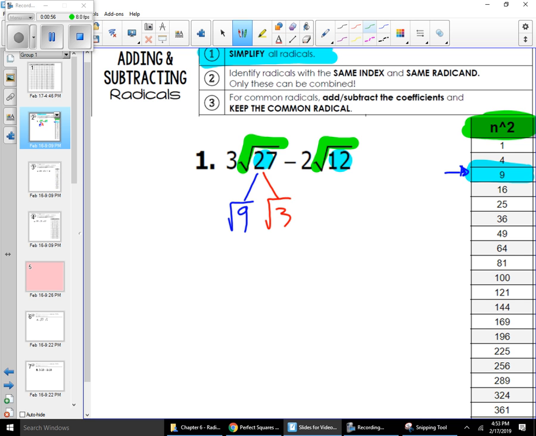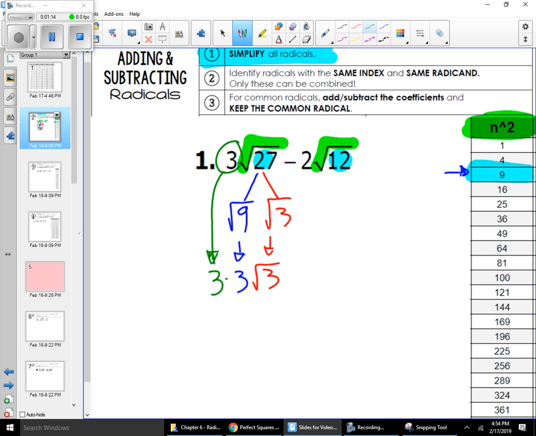The square root of 9 is 3. The root 3 is just coming down. Square root of 3 is not a nice number, so we just leave it alone. And we don't want to lose our coefficient, the number up front. So there are a whole lot of 3's in that left term.